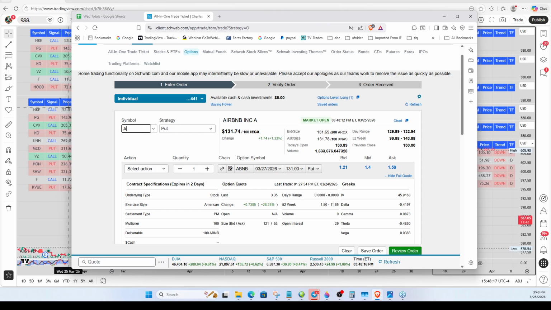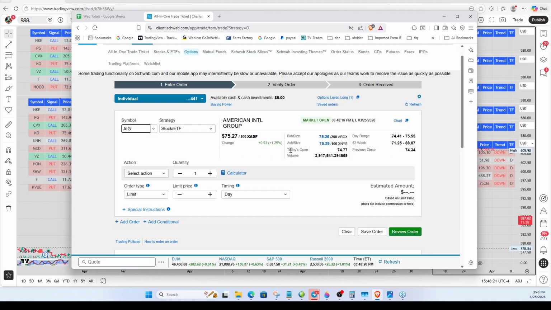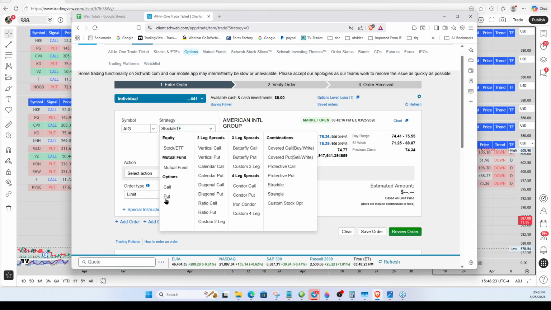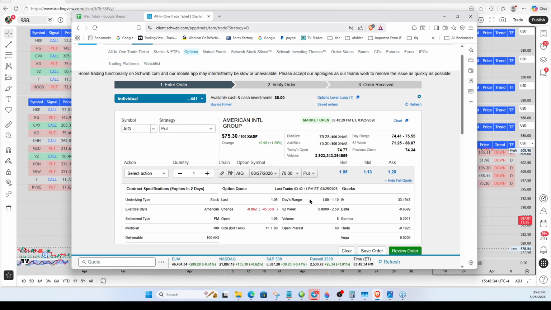Was it AIG? AIG. And it was the 76 put, right? 76 put. It was at 110, and now it's at 120. Is that right? Are we looking at the same thing? I think that's what I was looking at. And the EBT was 106.